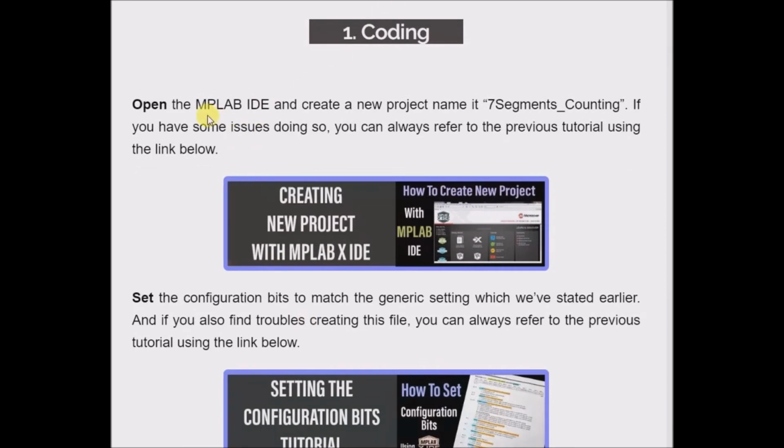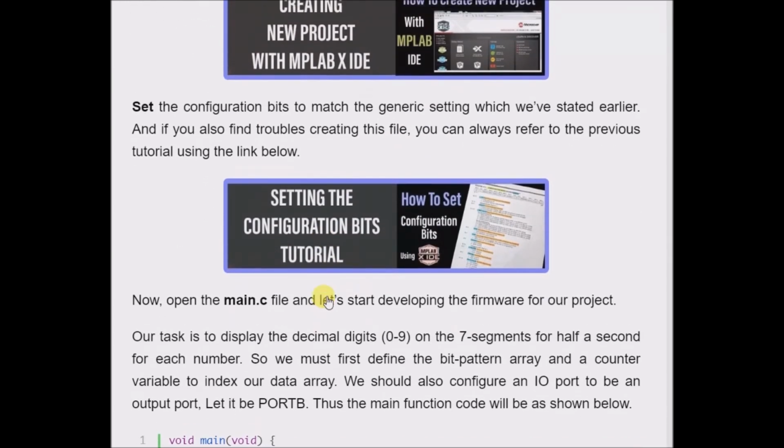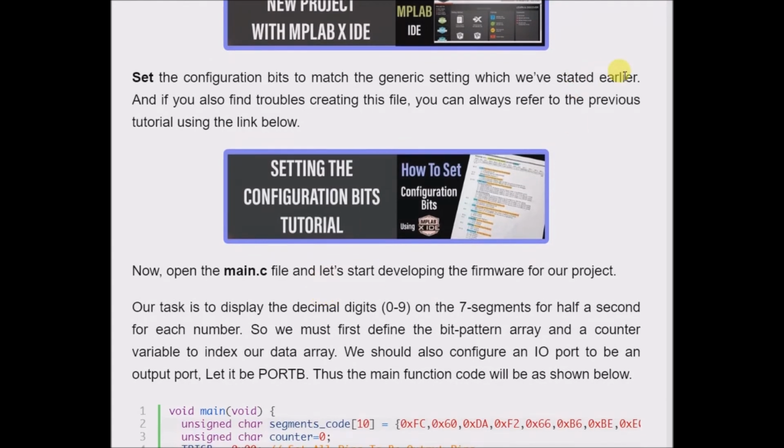Coding. Open the MPLAB IDE and create a new project. Name it 7 segments underscore counting. If you have some issues doing so, you can always refer to the previous tutorial using the link below. Set the configuration bits to match the generic setting, which we've stated earlier. And if you also find troubles creating this file, you can always refer to the previous tutorial using the link below.